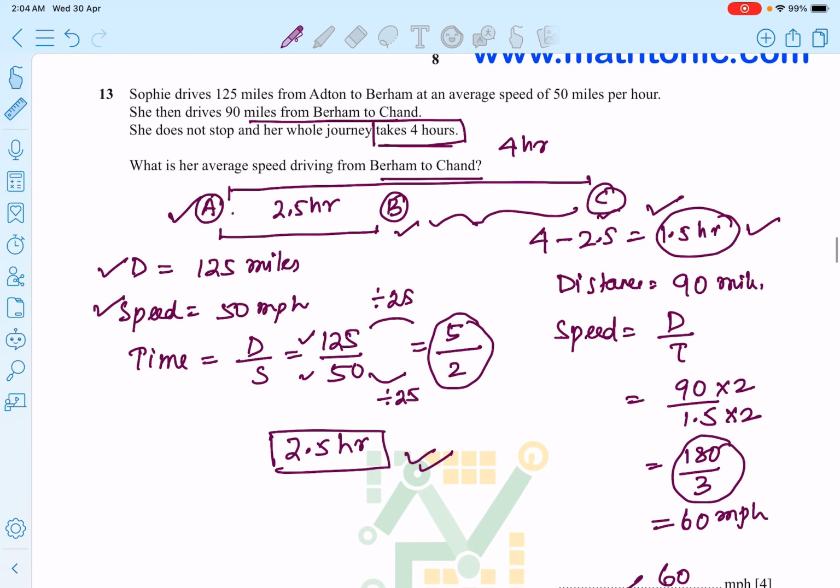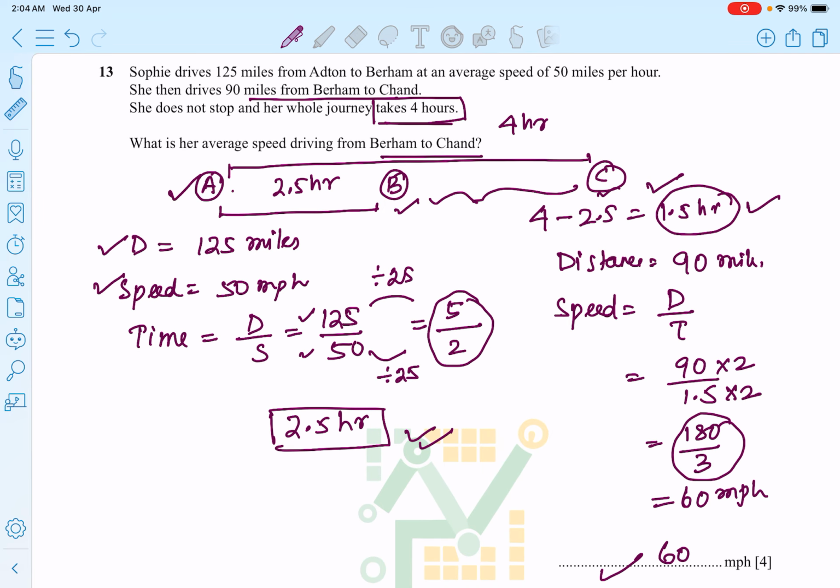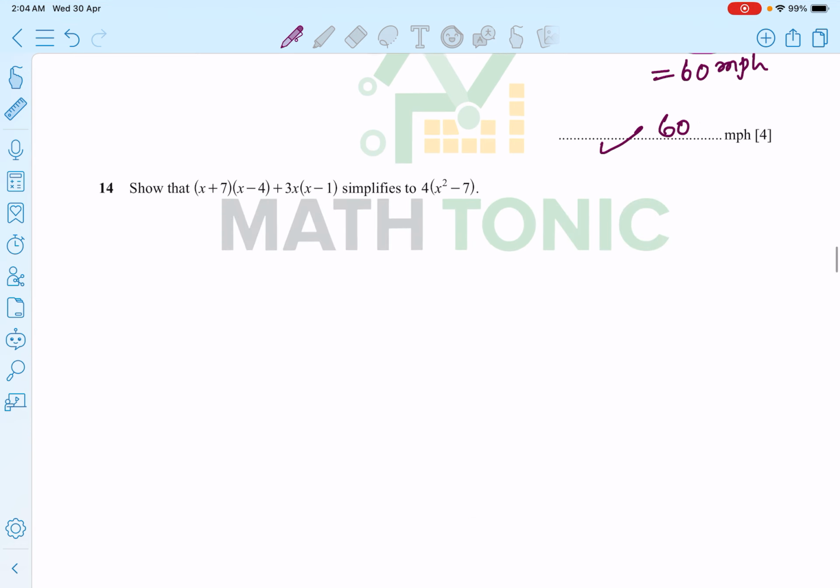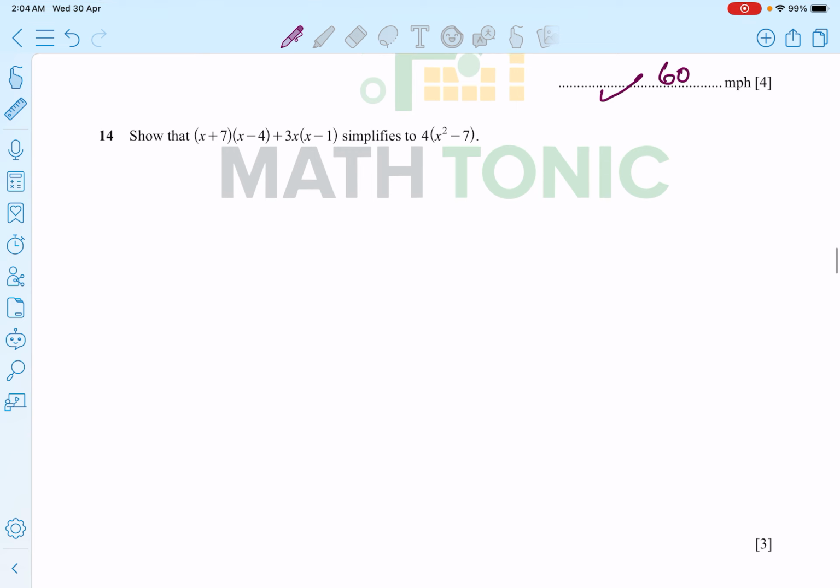Again I'm saying, if you find it very difficult, or if I'm going very fast, pause the video and try to learn it, okay? Next question, question number 14. Show that this simplifies to this one.